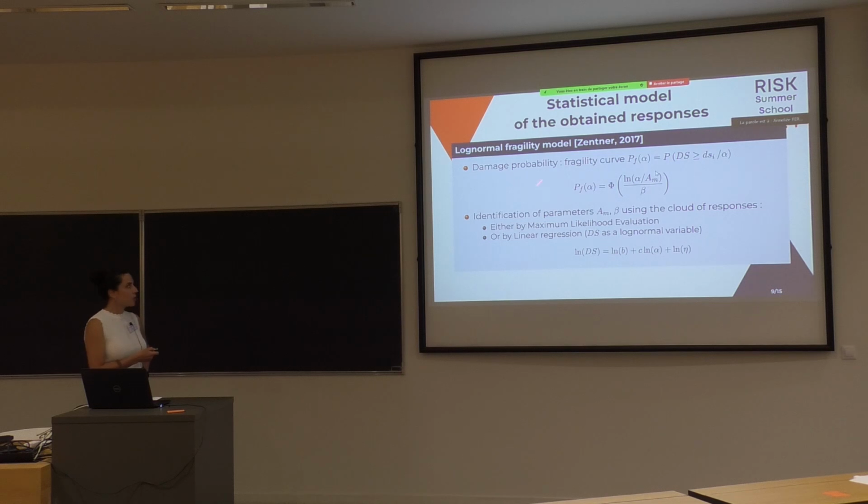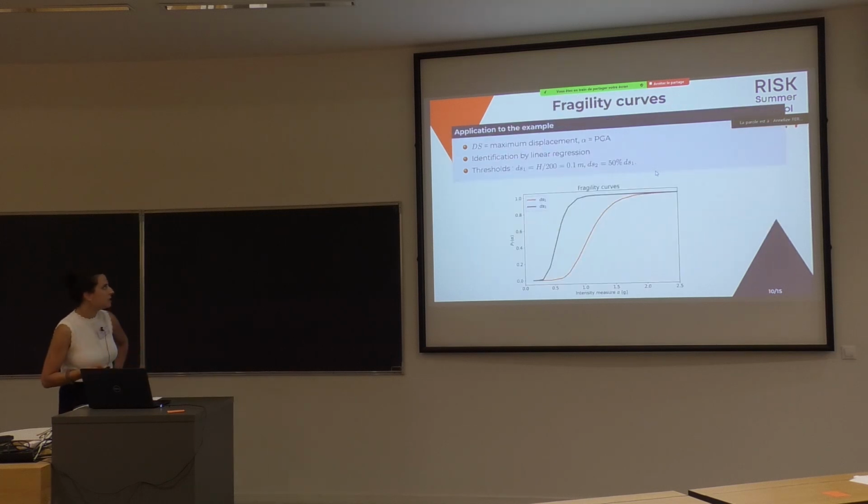And the probability of failure is given by the cumulative distribution function of the lognormal distribution with a mean alpha_n and a log standard deviation beta. There are several methods to identify the parameters then of your statistical model. Not going into too much detail here. So applied to this example, with again damage state being the maximum displacement, alpha the intensity measure, the peak ground acceleration, the parameters of the fragility model identified by linear regression.